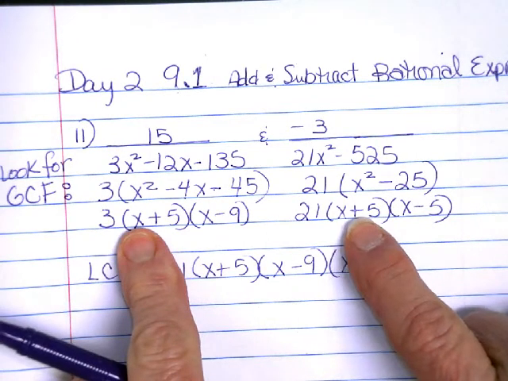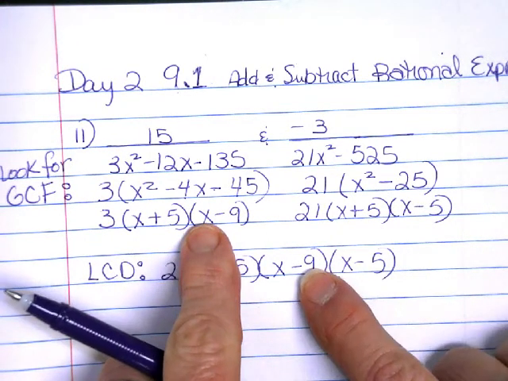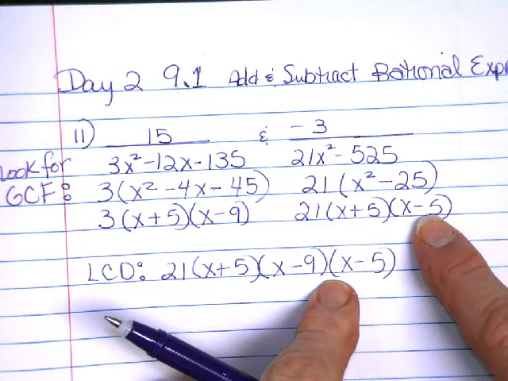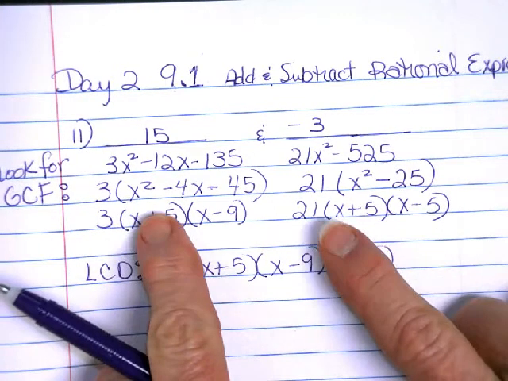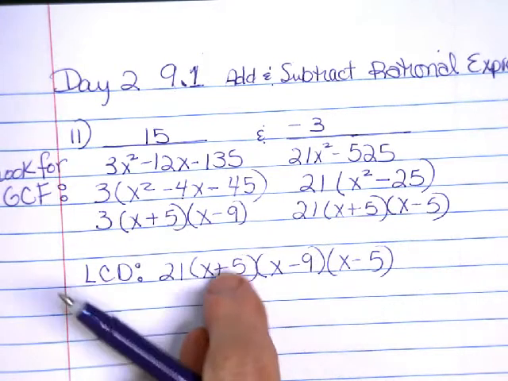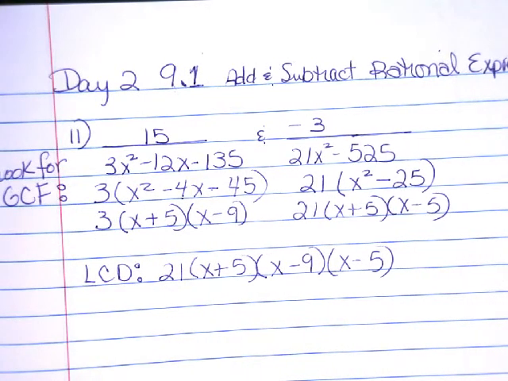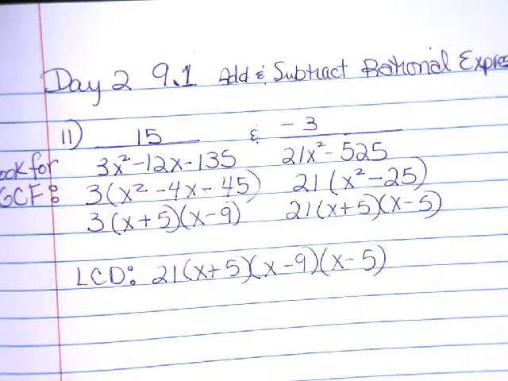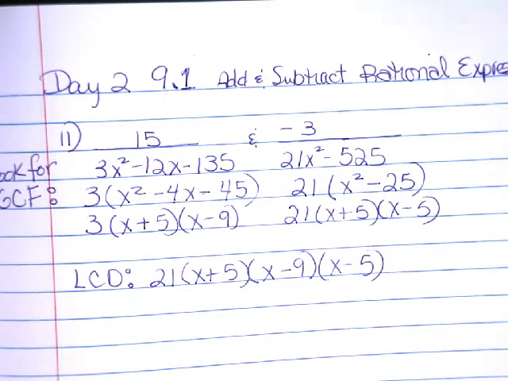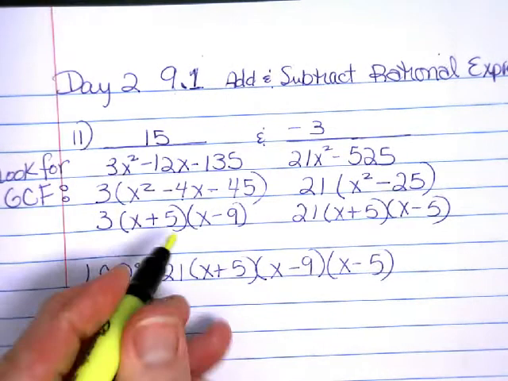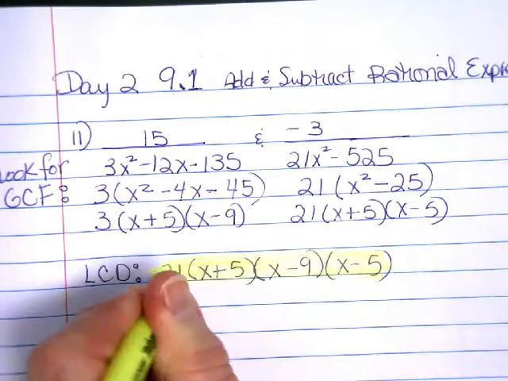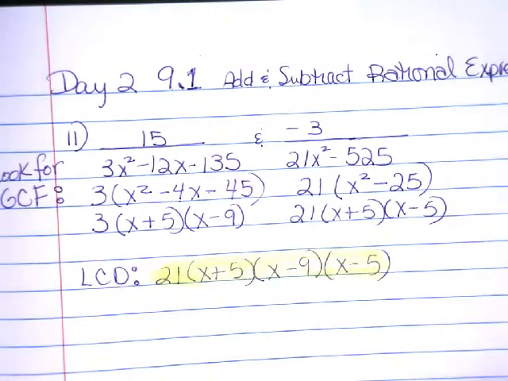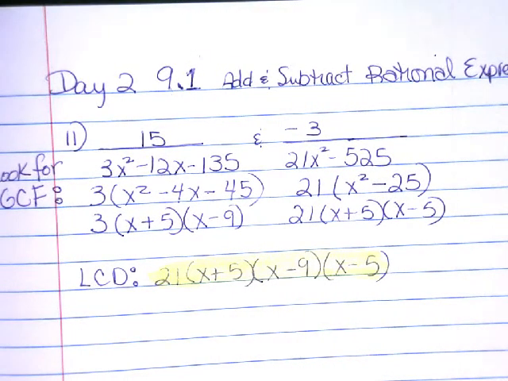So I need an x plus 5 because it's in both. I need an x minus 9 because it's in one of them. And I need an x minus 5 because it's in the other. X plus 5 is only listed once. So that's why we only list it once in the LCD. So that's a big one. That's number 11. What you'll enter into your software.